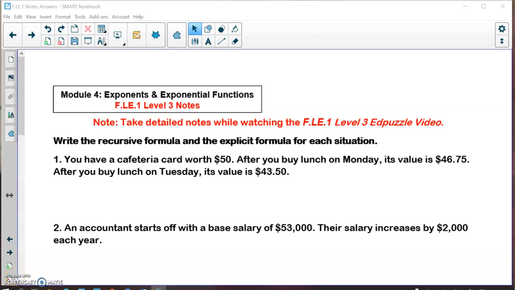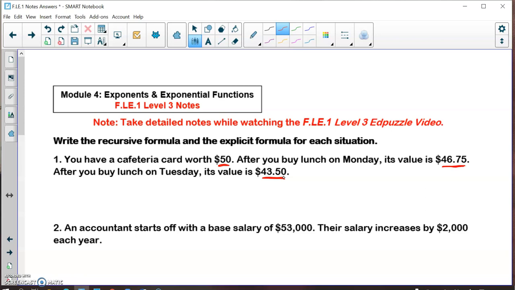All right, so we're going to write the recursive formula and explicit formula for each situation. You have a cafeteria card worth $50. You buy lunch on Monday, and its value goes down to $46.75. After you buy lunch on Tuesday, the value goes down to $43.50. So it looks like what's happening is we are adding negative $3.25 each time.